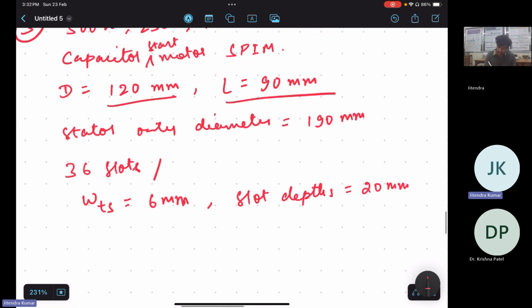Flux density in the stator is 1.3 Tesla, and the stacking factor is given as 0.95. Okay, we need to calculate the flux per pole. So the first part is to calculate the flux per pole.